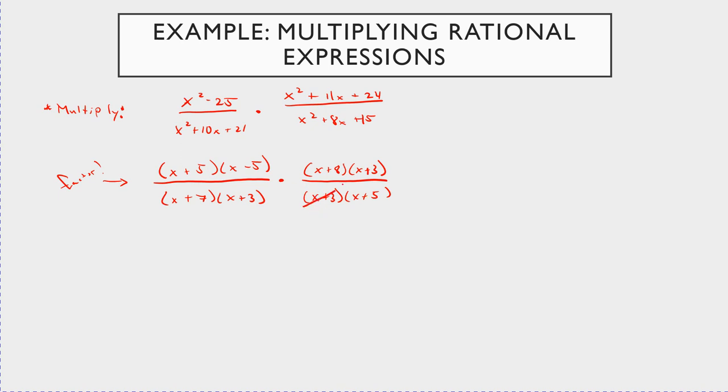I've got an x plus 3 and x plus 3, x plus 5 and x plus 5. Does anything else look like it cancels out? Nope. So now you're just going to multiply. You get x minus 5 times x plus 8, divided by, and then down here, all that's left is x plus 7 times x plus 3.